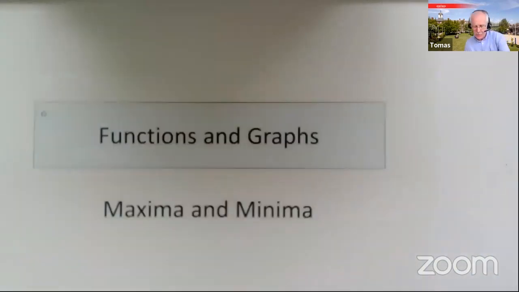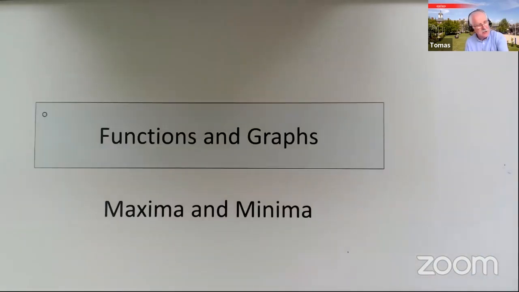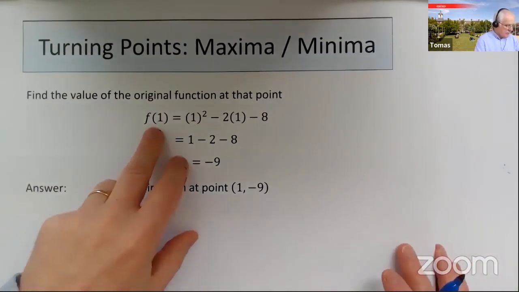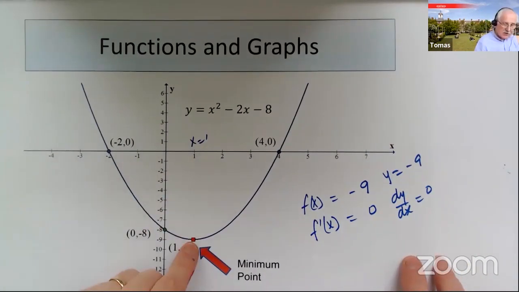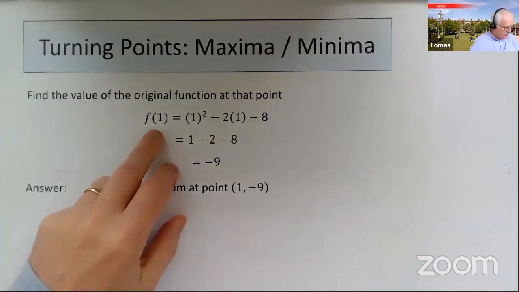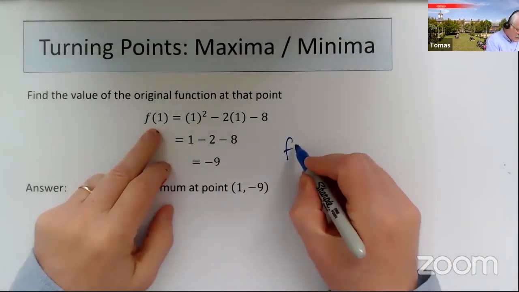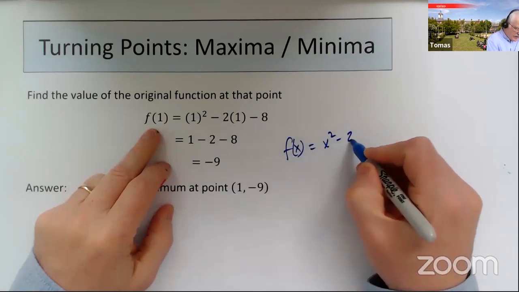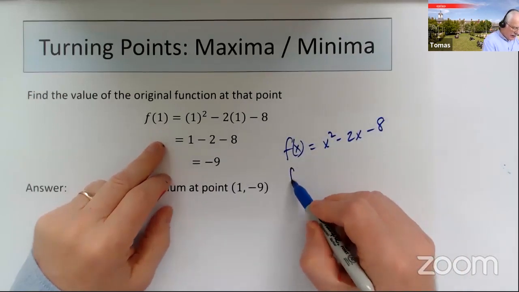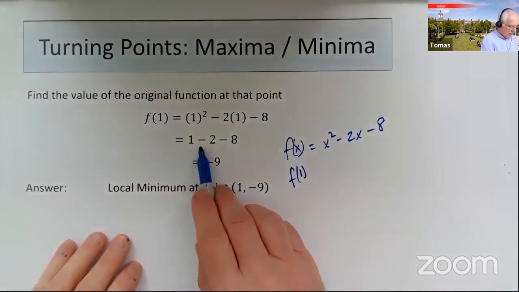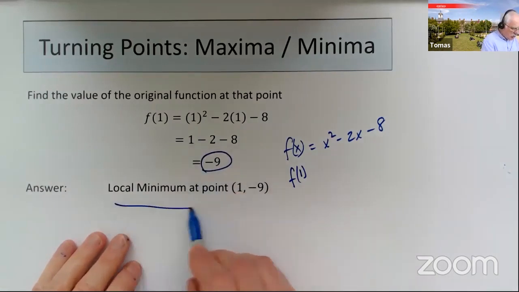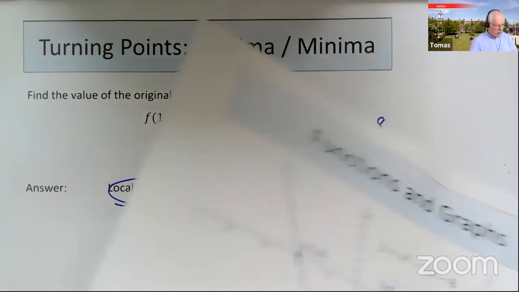Okay? So find the value of the original function at the point. I don't just want to find out the slope, I want to find the value. So to find the value, f of x was always x squared minus 2x minus 8. So f of 1 is 1 squared minus 2 times 1 minus 8, and that is minus 9. So the local minimum point is (1, minus 9).